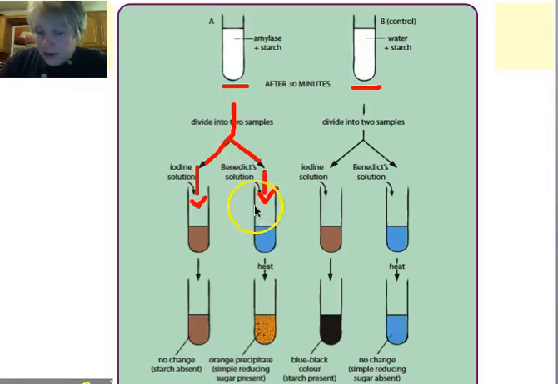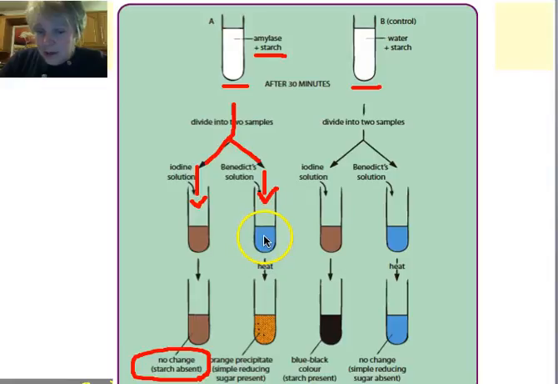And what you find is the iodine solution in this one here, there's no change showing that starch is absent. So what we're saying here is that the starch that was up here has been broken down, so it no longer shows, as when you add iodine, it doesn't turn a blue-black colour.